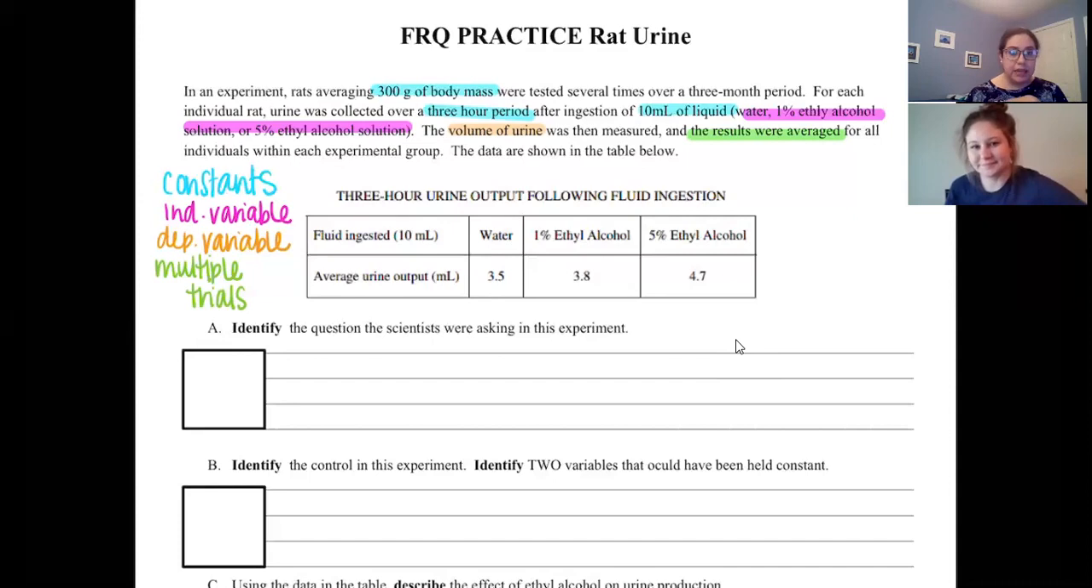So looking at our data table, remember that one of the key things you want to show in the data table is your independent variable and your dependent variable. So we identified up at the top that the independent variable is the type of liquid, not the amount, the type of liquid that was used, your water, your 1%, your 5% ethyl alcohol. And then your dependent variable is the volume of urine that is collected. So in this data table, this would earn full points for showing the independent versus dependent variable in a very clear and organized way.